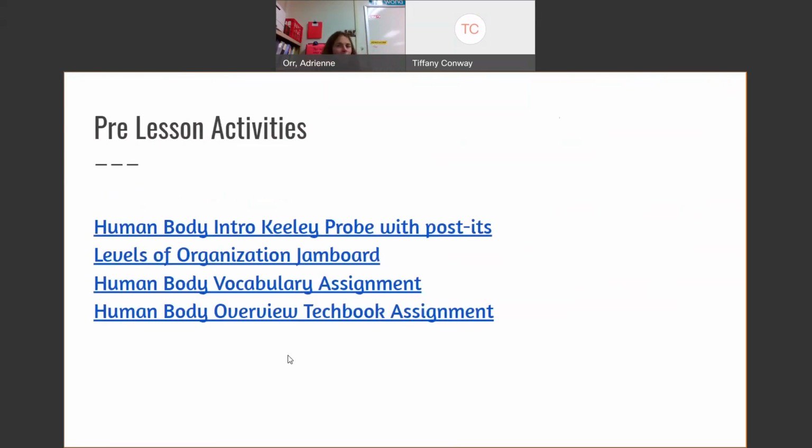we did have some pre-lesson activities. We liked the Keeley probe that we actually blew up and had the kids walk around with Post-its to get their ideas on the organization of the body first. And then we did the Jamboard, where they really got the idea that cells and tissues make organs, and we knocked that out first. We did give them just some basic vocabulary for all of the human body. We thought that would be good for them to have a working understanding of some of those words.